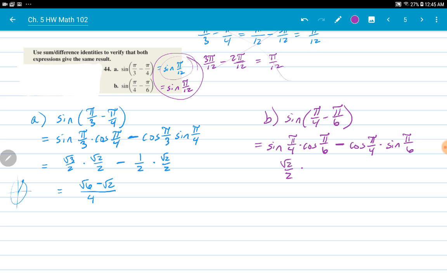So that's radical 2 over 2. Cosine of pi over 6 is the short one. So that is radical 3 over 2 minus radical 2 over 2 times 1/2, which gives me radical 6 over 4 minus radical 2 over 4, which gives me that. And those are, in fact, equal.